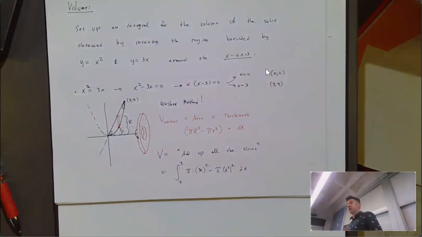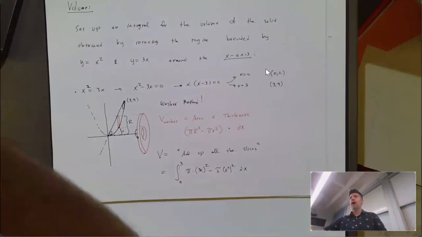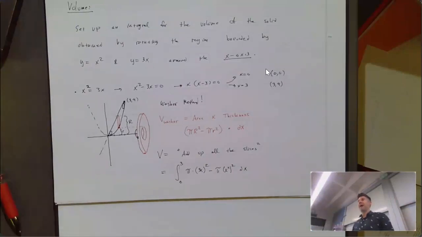This is always the idea with the washer method. Whenever you're rotating a region around an axis, it's always pi times the outer radius squared, where the outer radius is the function that's further from the axis of rotation, minus pi times the smaller radius squared, which is the function that's closer to the axis of rotation. I would encourage you not to think of the words higher and lower. I really want you to think of further from the axis of rotation or closer to the axis of rotation. And here's why.